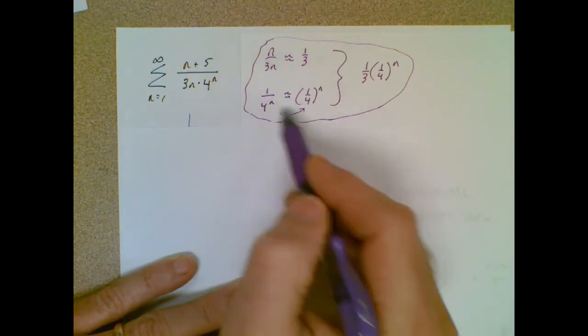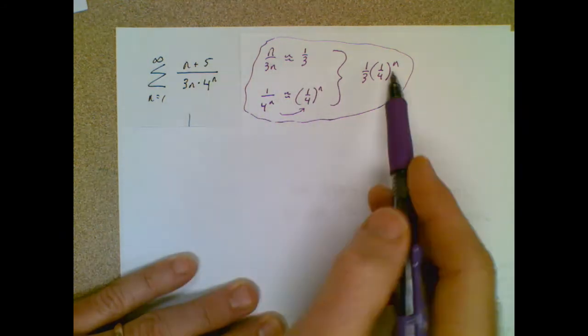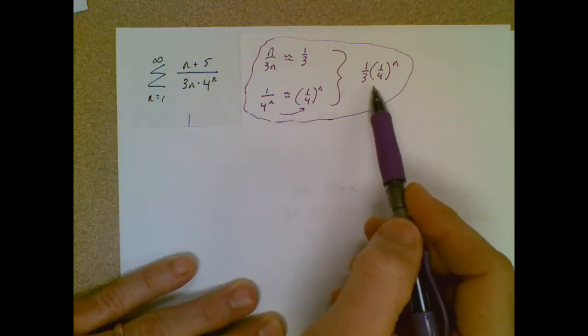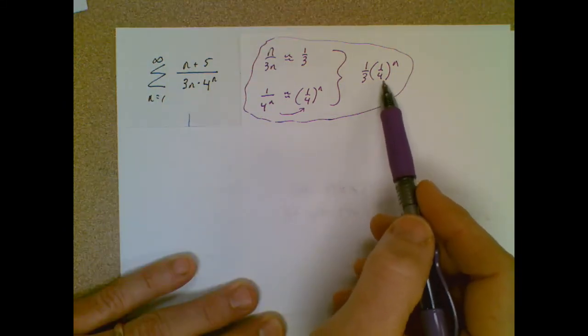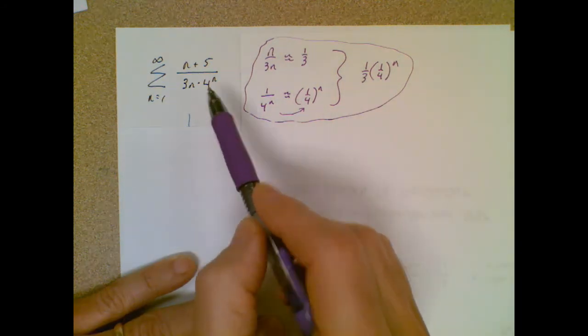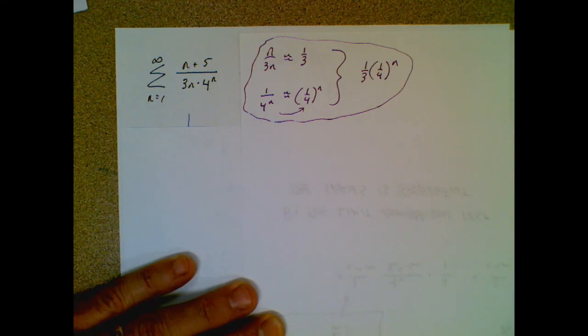So with that type of situation, I can say this thing is kind of sort of like that, which by the way is a geometric series, and it's a convergent geometric series. This type of thinking makes me suspect convergence on that series.